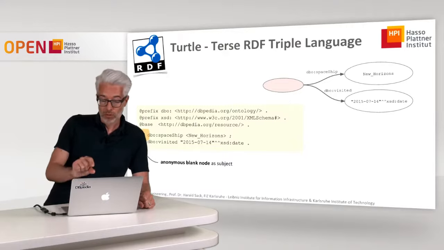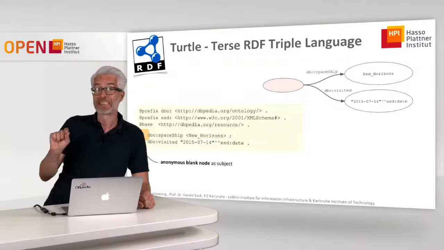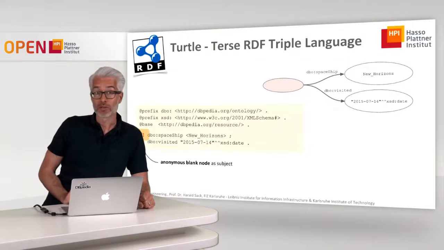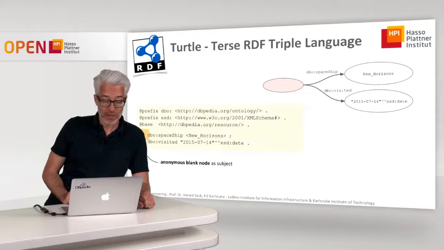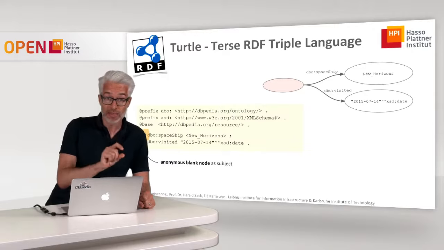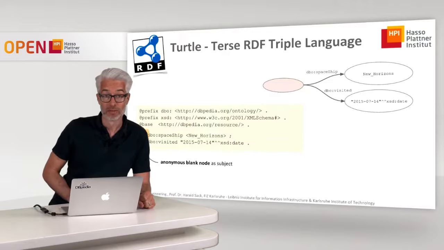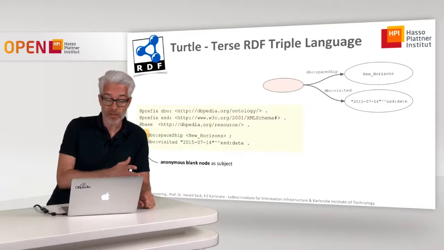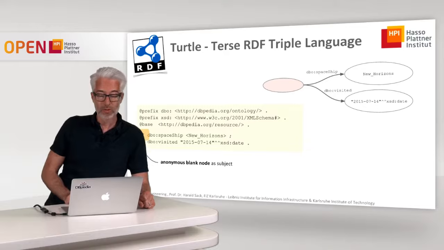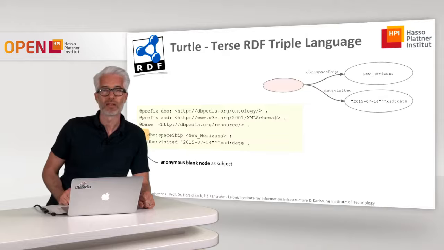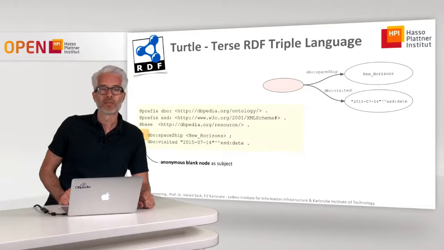And then to represent this little graph where the subject is the blank node, I write the blank node simply here with these interesting square brackets. So these square brackets denote that this is a blank node. And you see here, this is a blank node which is connected then to two properties, spaceship and visited. And then, of course, as the object, you have the New Horizons and you have the date in 2015.